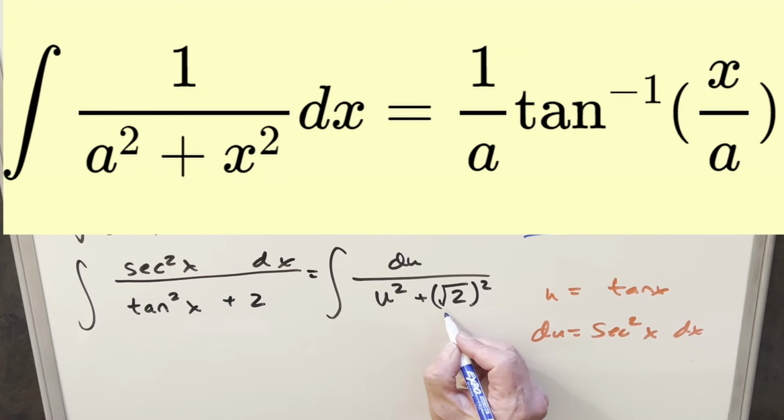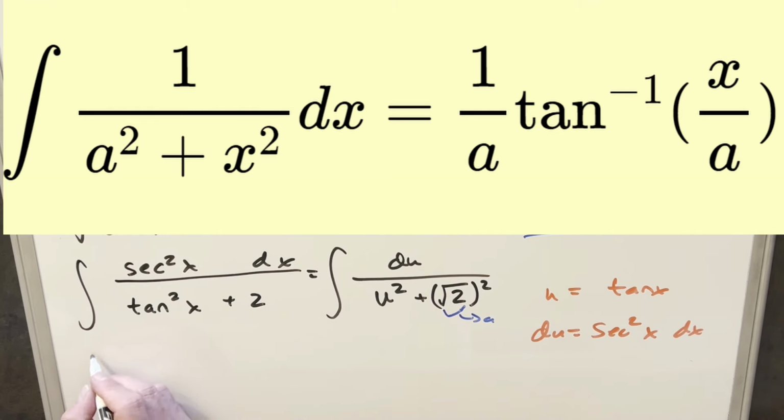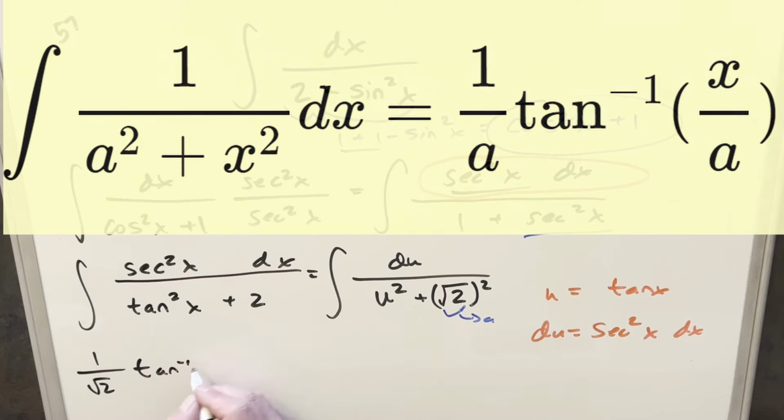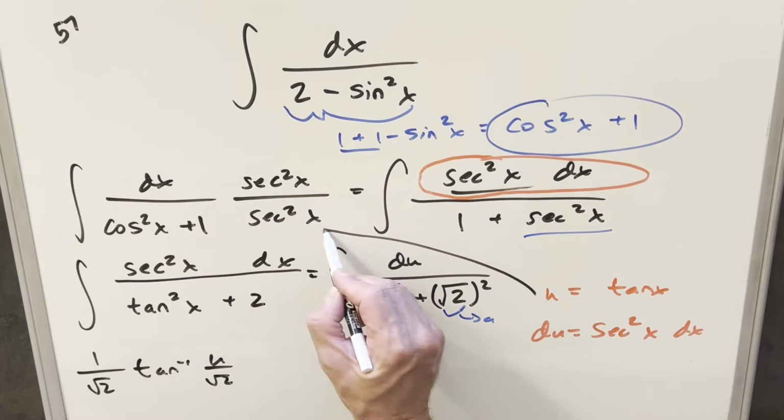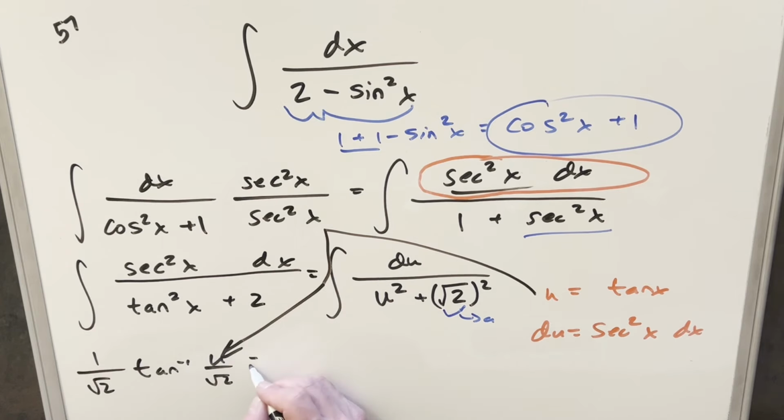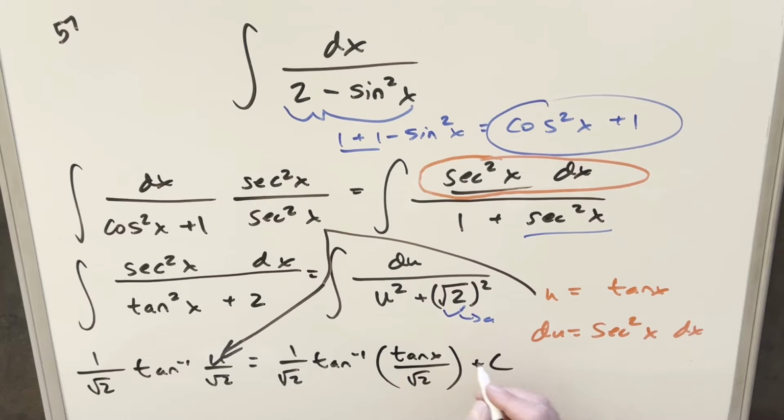So in the formula, this will be like our a value right here. Integrating this using that formula, we're going to have 1 over square root of 2 arctan of u over square root of 2. But then all we need to do now is just back substitute in order to finish this off. And so for my final solution to this, we have 1 over square root of 2 arctan of tan x over square root of 2, plus c, and that's it.